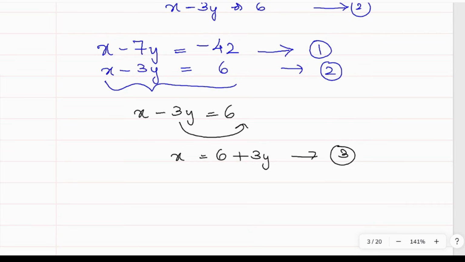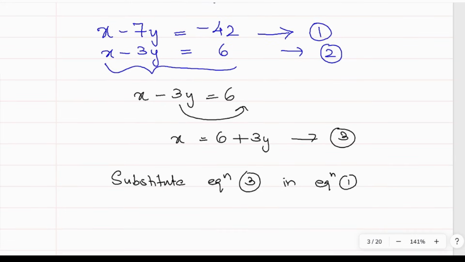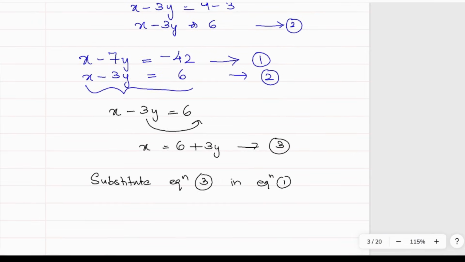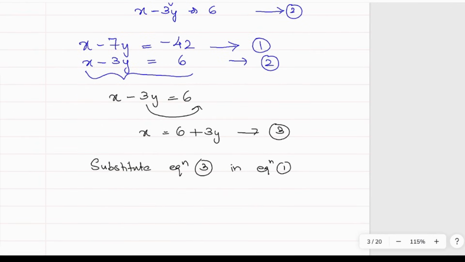Now what I have to do? I will have to substitute equation 3 in equation 1. Okay. So what is my equation 1? x minus 7y equal to minus 42. I got the value for x, right? That is x minus 7y equal to minus 42.